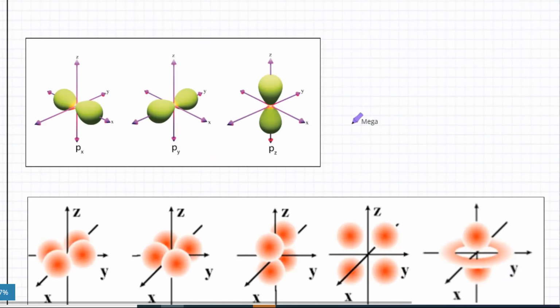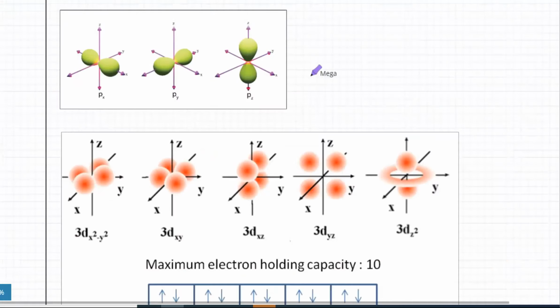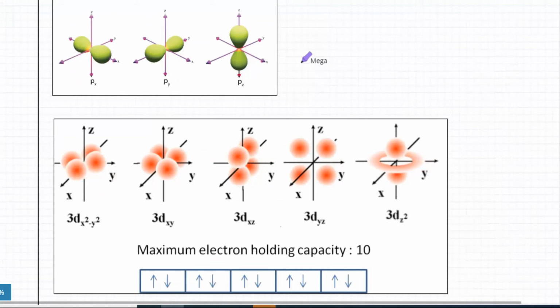Similarly, d has 4 variations, sorry, 5 variations, and that's all orientation. The d has 4 lobes, so where that electron exists could change the planes. The orientation is different every time. Sometimes it's lying on the x-axis, sometimes on the y-axis. It's in the xy plane, the xz plane. So the only difference is the orientation. So you can find electrons in all sorts of places.